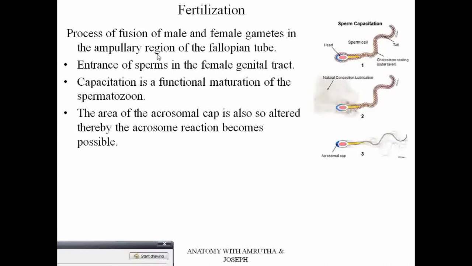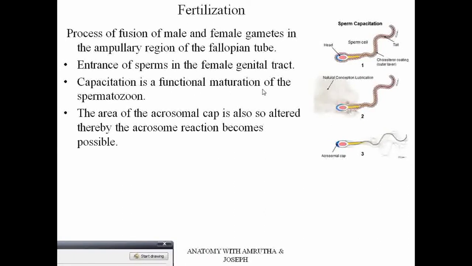Now let's see fertilization. It is a process of fusion of male and female gamete in the ampullary region of the fallopian tube. So fertilization occurs in the dilated portion of the fallopian tube called ampullary region. Now the steps are entrance of sperm in the female genital tract. This happens during copulation.